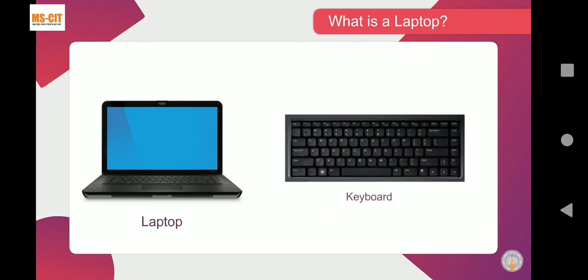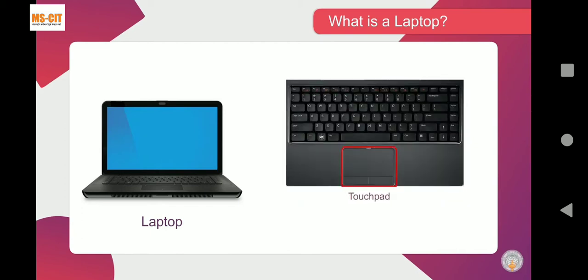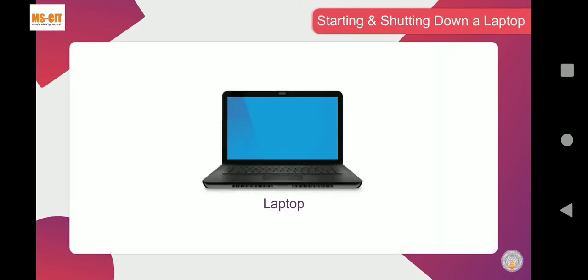This is the keyboard. It is used for typing, hence it is an input device. This is a touchpad. To move the mouse cursor, you can touch your fingers on this touchpad. It is used for navigation. Now that you know what a laptop looks like, why don't we learn how to start and shut down a laptop? Please watch the video to learn how to start and shut down a laptop.